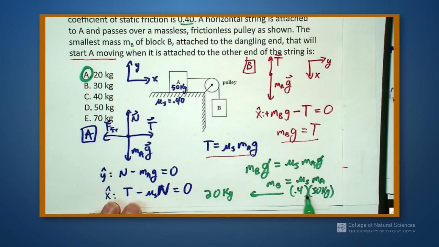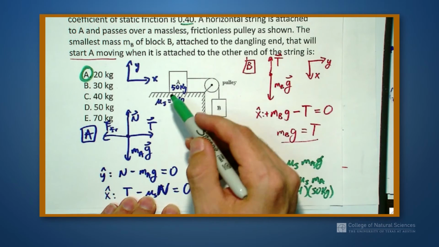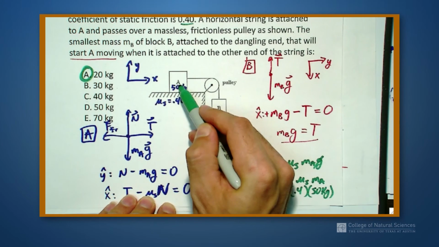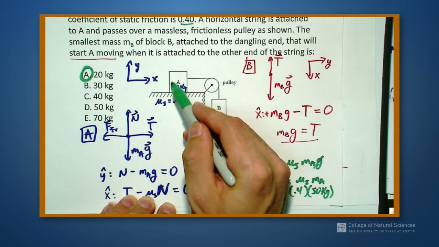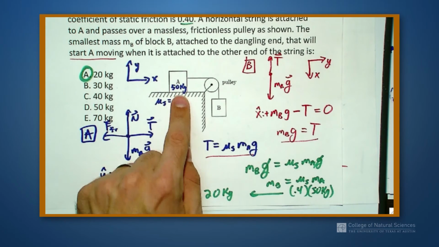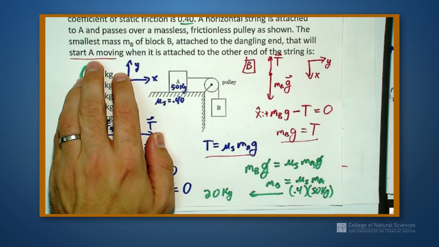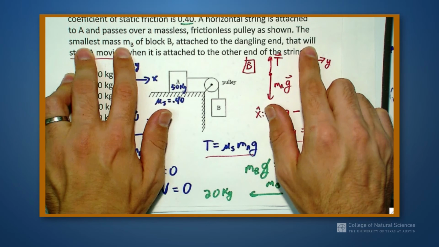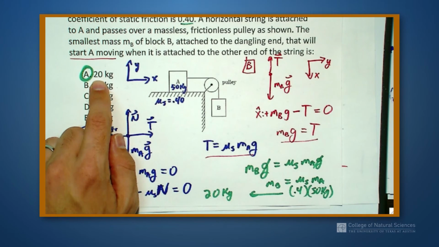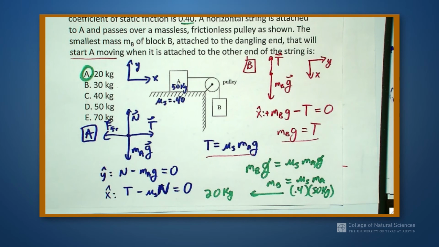So 0.4 times 50 is going to give me 20 kilograms for mass B. So mass B at 20 kilograms with a coefficient of friction of 0.4 will just barely hold the 50 kilogram mass from moving. The confusing part on this problem is really just asking, what does it mean to start moving, or the smallest mass that will start to move. So it's just slightly greater than 20 kilograms. Just a small light breeze greater than 20 kilograms.